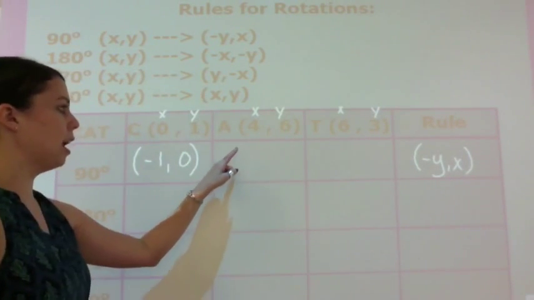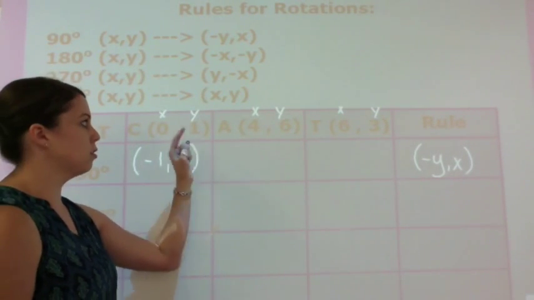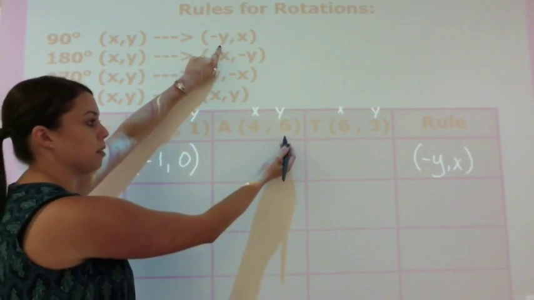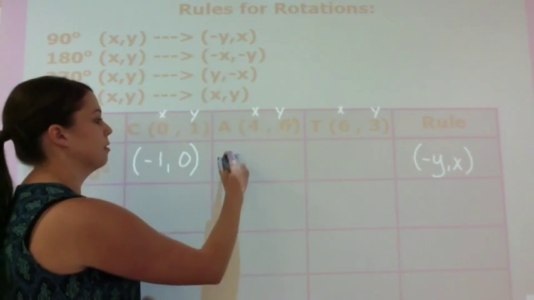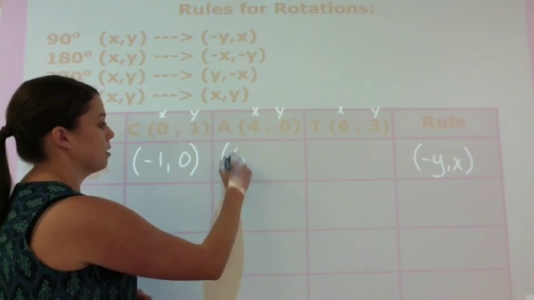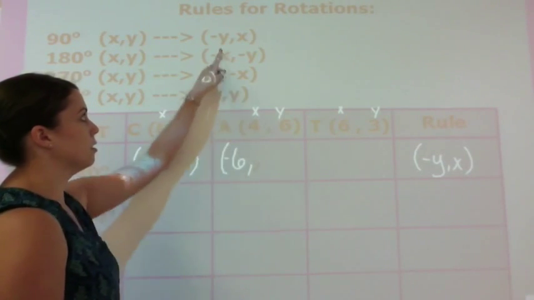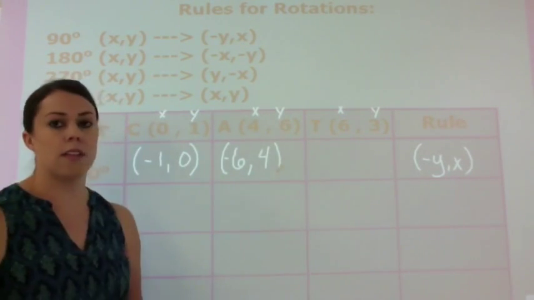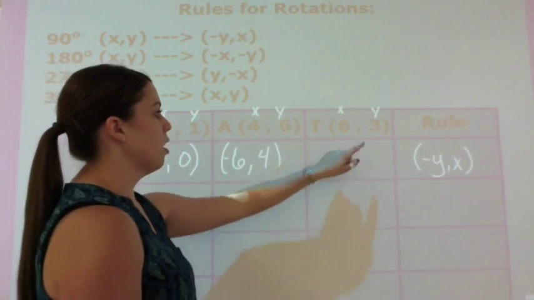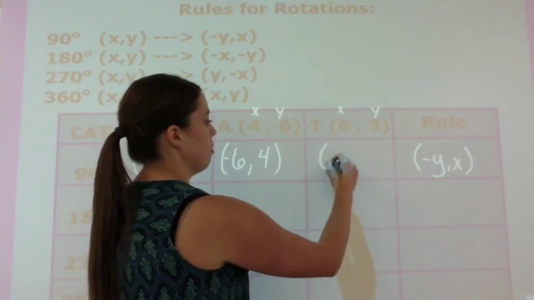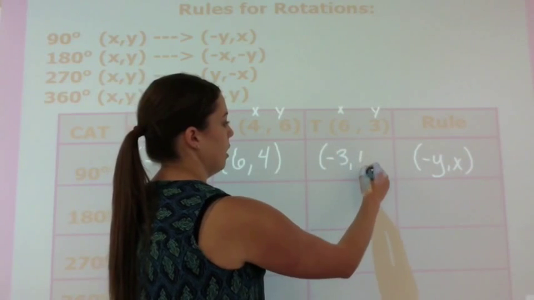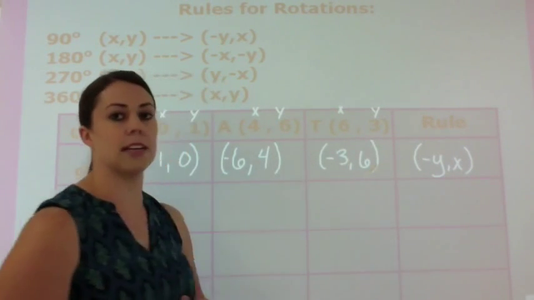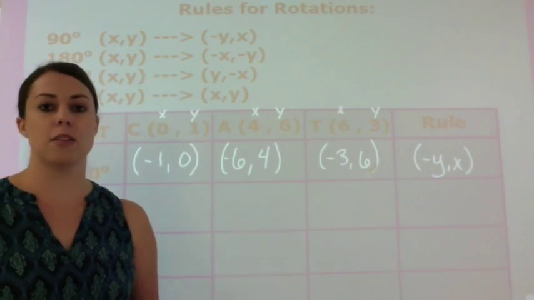Okay, so for A prime, I'm going to use my rule, negative y. What's the opposite of 6? Negative 6, comma, x stays the same, x is going to be 4. The last one, T, the opposite of y is negative 3, and x stays the same, 6. So that's the 90-degree rule.